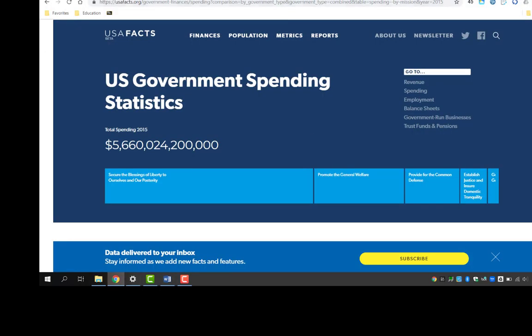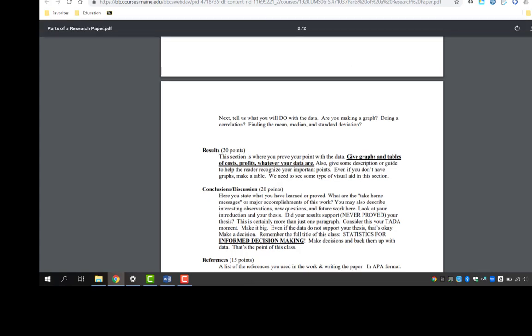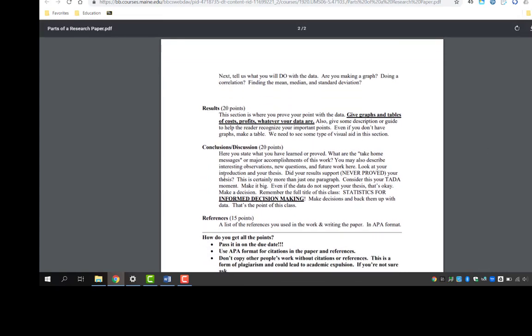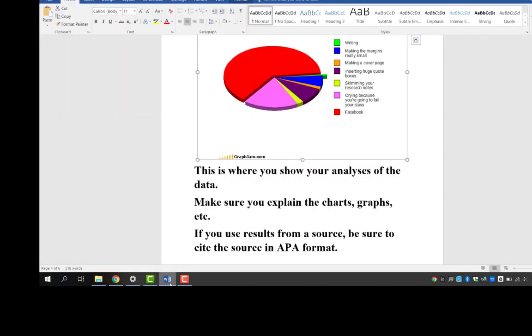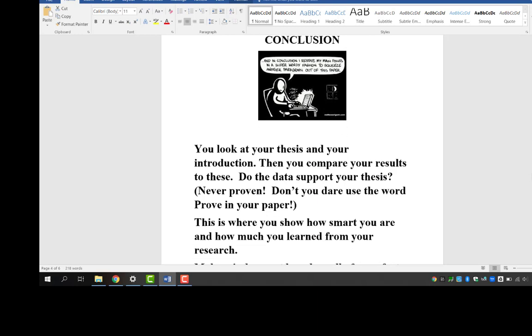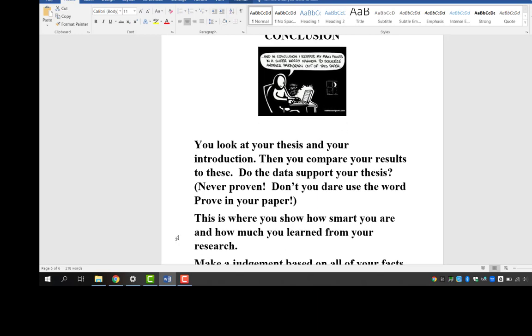Now going back to the parts of research, this is your ta-da moment, your conclusion. This is the discussion. That's worth 20 points. In the conclusion, you're going to look at your thesis and your introduction, and you're going to compare your results to these. Did the results support your thesis? Remember, you don't say proven. We're not at that level. But do all of your data support your contention about the paper?